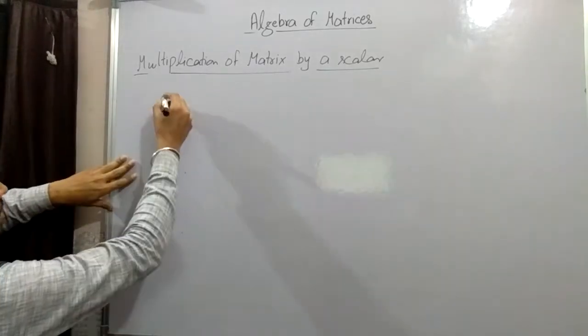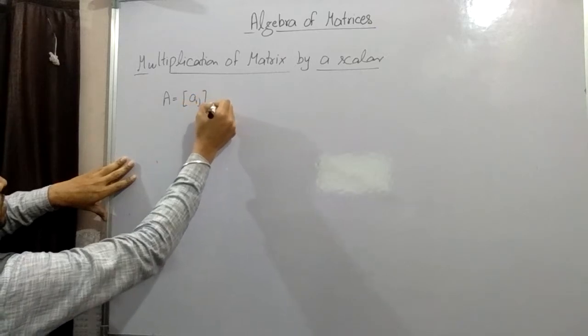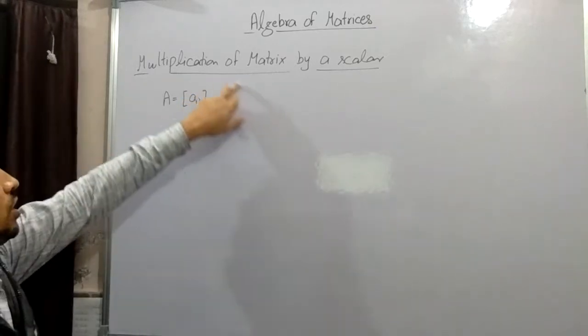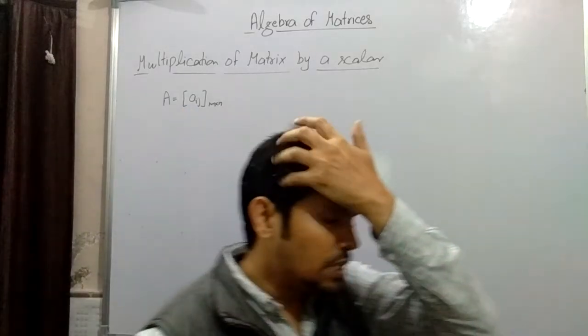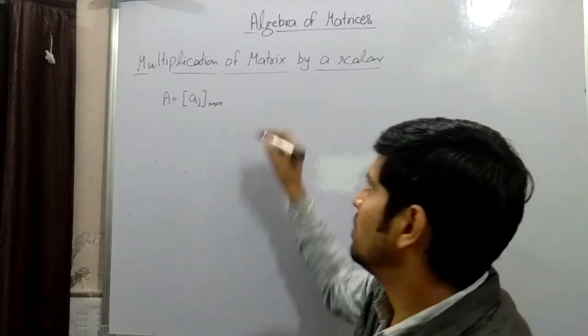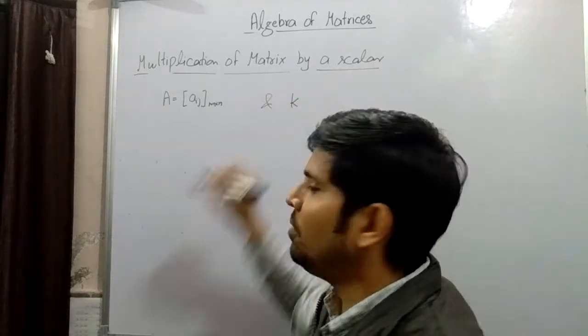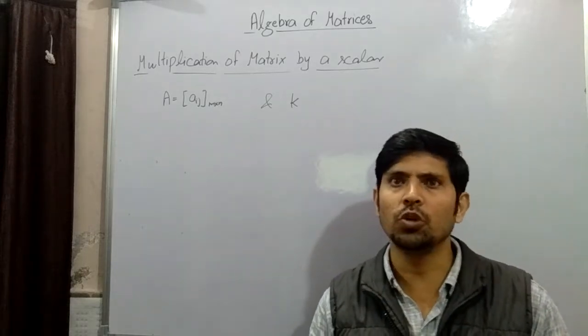So let us suppose we have again a matrix A, Aij. We know the symbolic representation of A. This is Aij, where Aij is an element, and the order of this matrix is m cross n. Let K be any scalar. K being any scalar means it can be 2, 3, 4, 5.